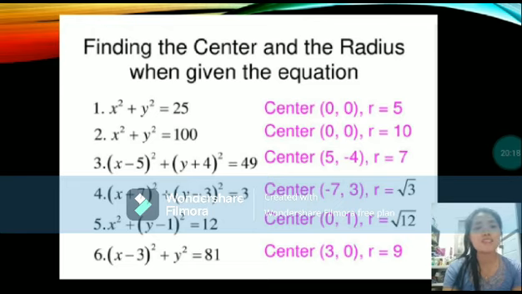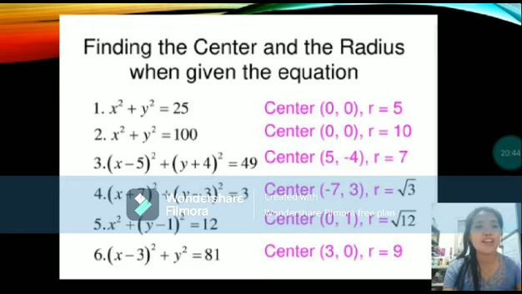Okay, next, number 6. (x minus 3) quantity squared plus y squared is equal to 81. So the center would be 3. And since it's y squared, there's no parentheses also, it gives us an idea that the value of k is 0. So the center is (3, 0), and then the radius is the square root of 81, which is 9. Okay. I hope everything is clear so far.